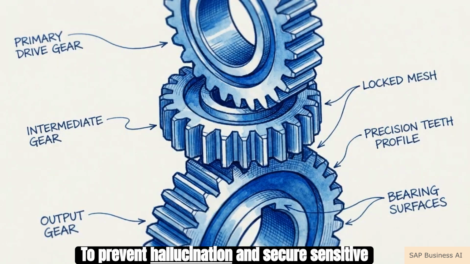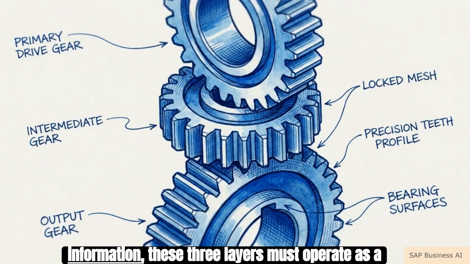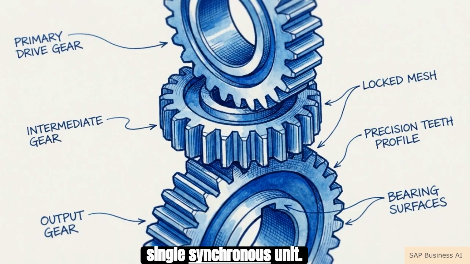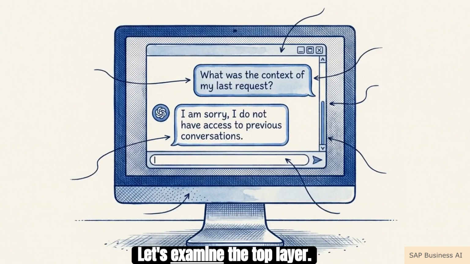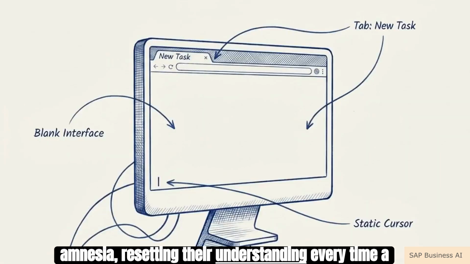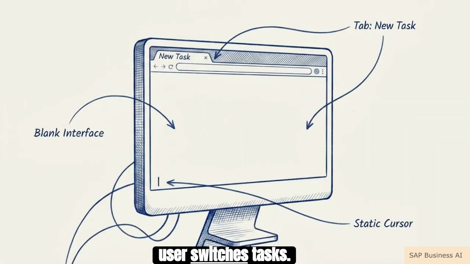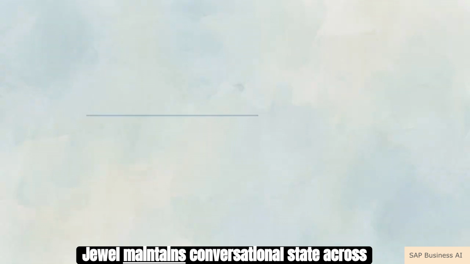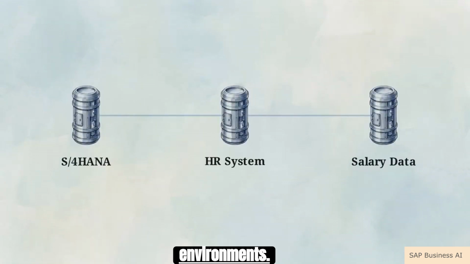To prevent hallucination and secure sensitive information, these three layers must operate as a single synchronous unit. Let's examine the top layer. Most standard chatbots suffer from context amnesia, resetting their understanding every time a user switches tasks. Joule maintains conversational state across environments.